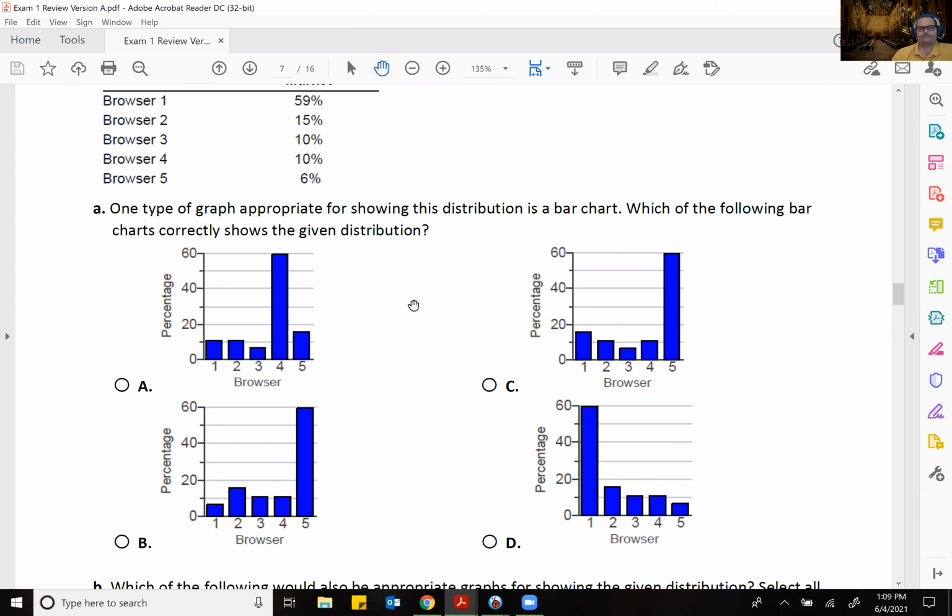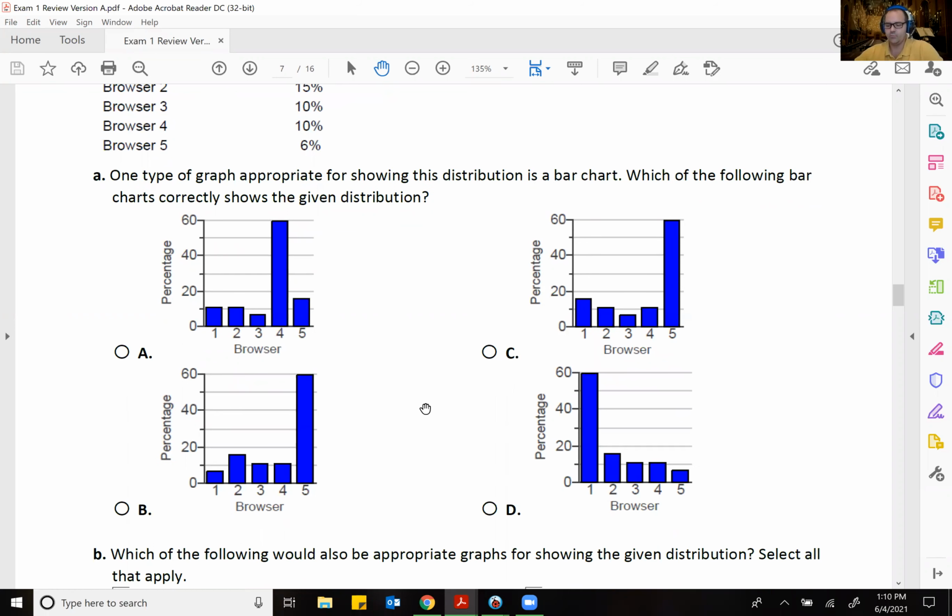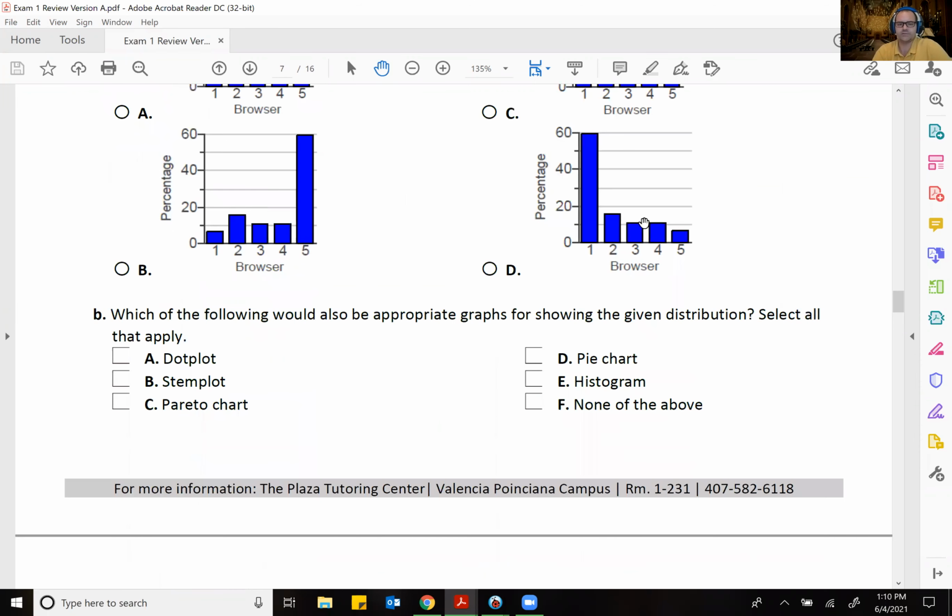What do you all say? You agree? They want to know which bar chart right here displays this information. Yeah, it's D. And right away, you can tell that. I mean, browser 1, 59. That's not 59. D has to be the answer. Some of these, they make the choices really obvious when you just look at the data. D is the only one that has browser 1 close to 59. Okay, so here's what our chart looks like.